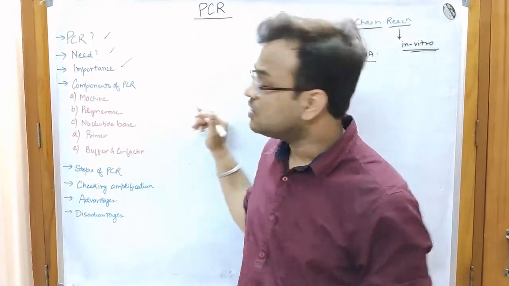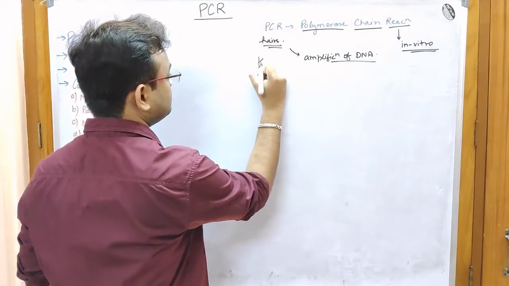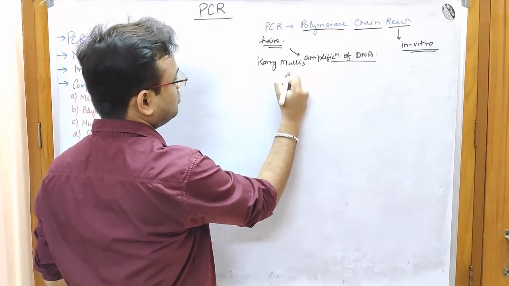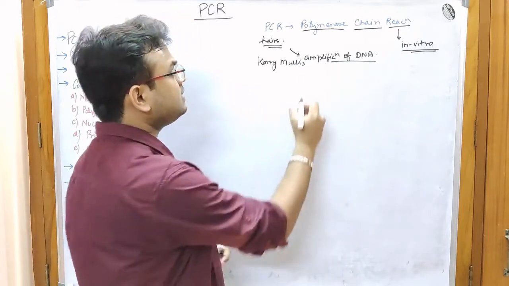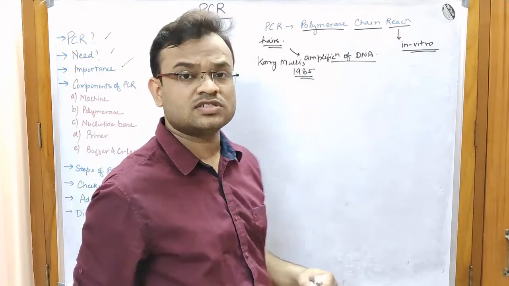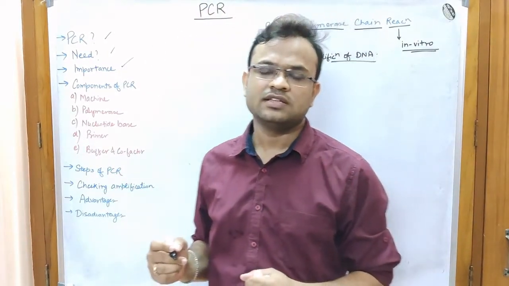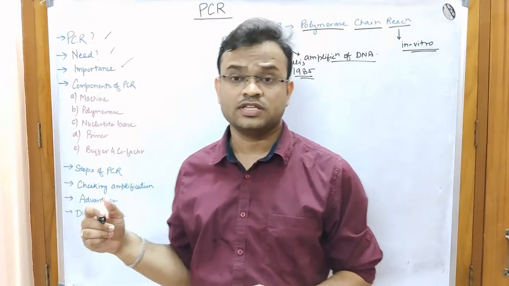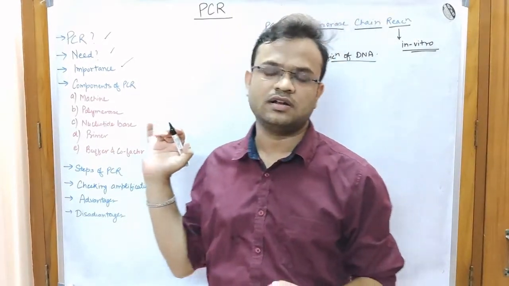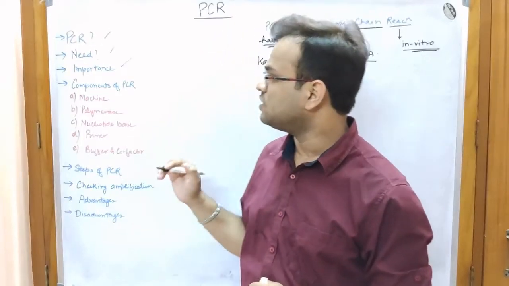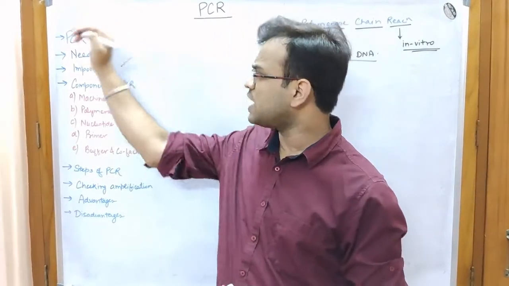that its discoverer, who was Carey Mullis, got the Nobel Prize in 1985. So this technique was so impactful that Carey Mullis, the inventor of PCR, got a Nobel Prize in 1985 for polymerase chain reaction. Okay, so this was an overview.